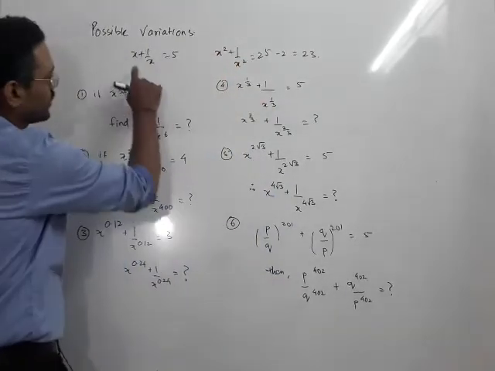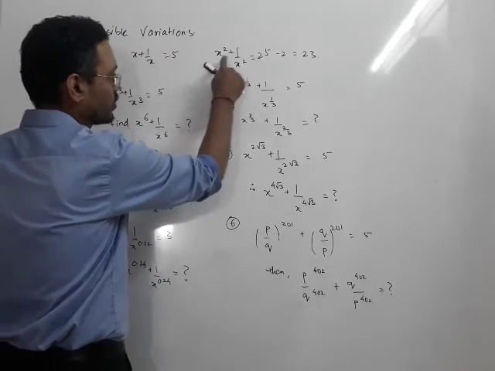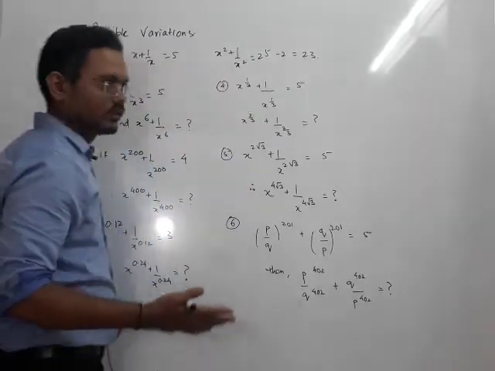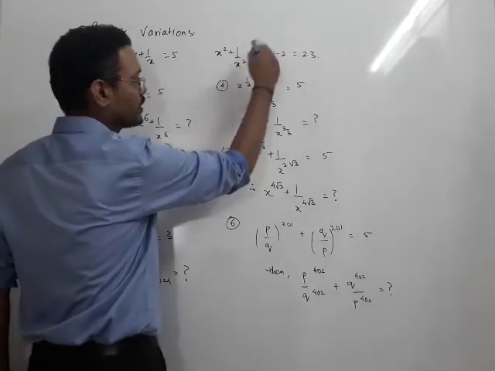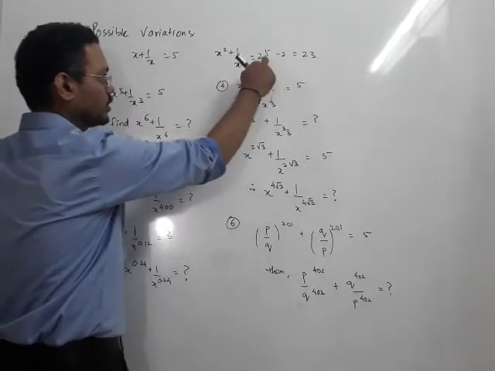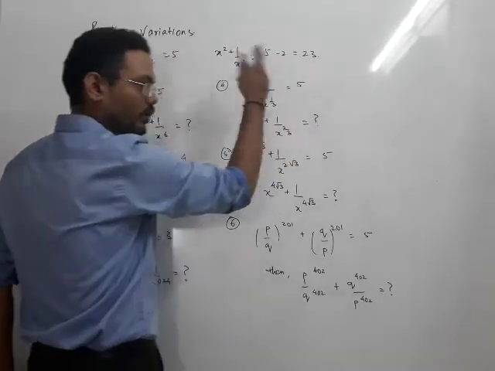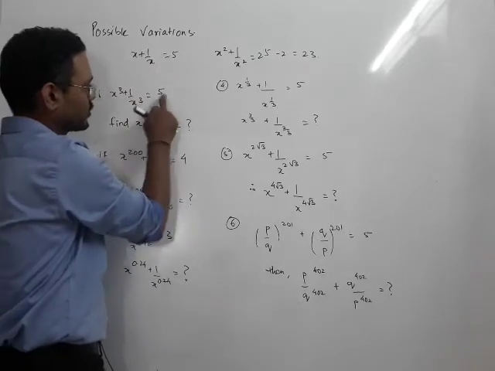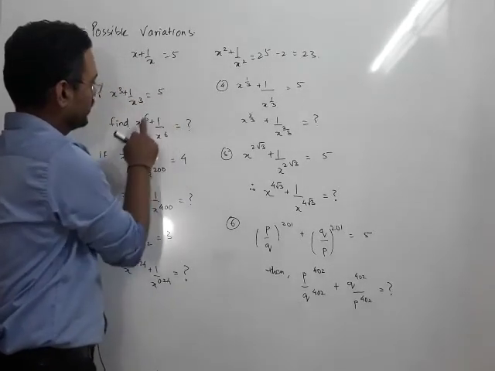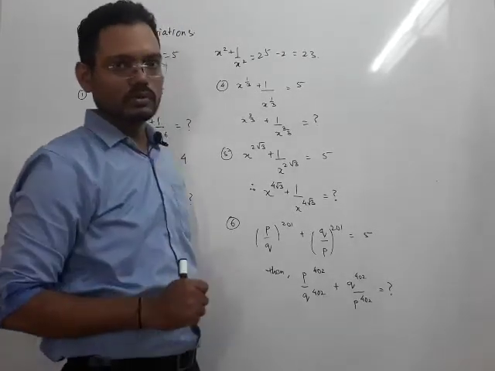So let's say x plus 1 by x is 5, and we are asked what x square plus 1 by x square will be. We know that it is n square minus 2, so 5 square minus 2 will be 23. It's an oral answer. But the same thing, if someone says x cube plus 1 by x cube is 5, find x raised to 6 plus 1 by x raised to 6. What would you do?